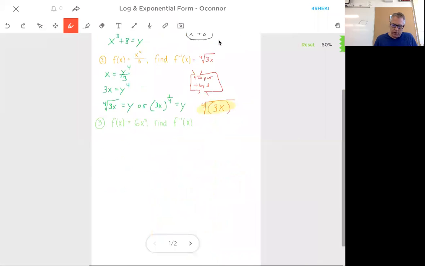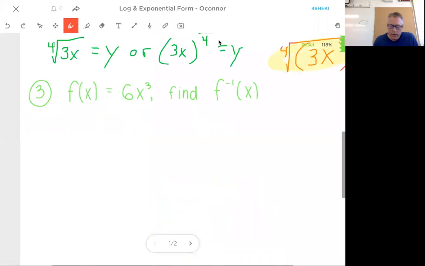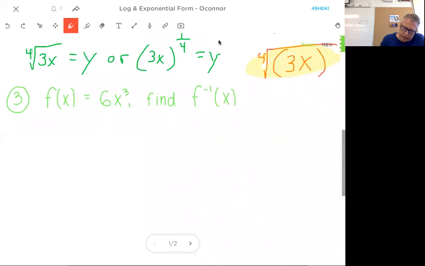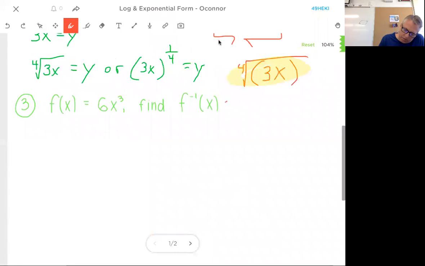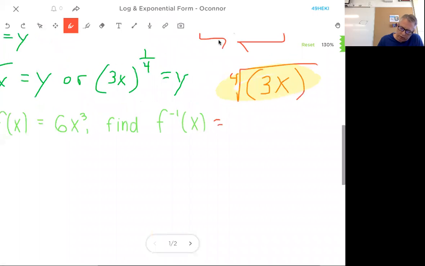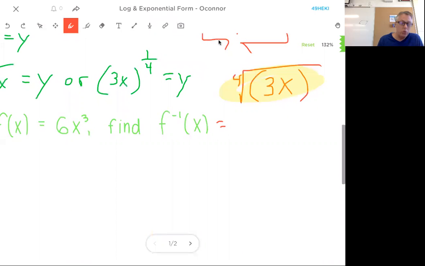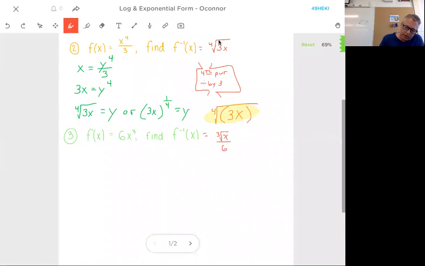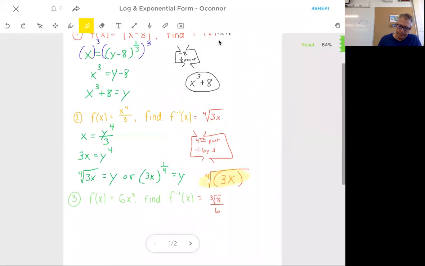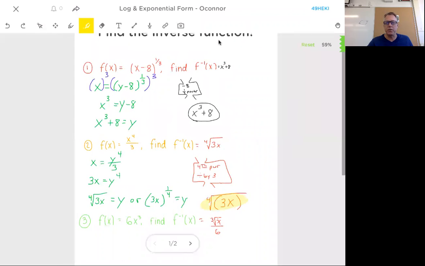All right, last one here. So we have 6x to the 3rd. If I'm going to write my inverse, if I plug a number into here, the first thing I'm going to do is take that to the 3rd power. So the inverse of that would be taking the cube root of x. And then instead of multiplying by 6, I would divide by 6. And that is our last answer, cube root of x over 6. All right, any questions?